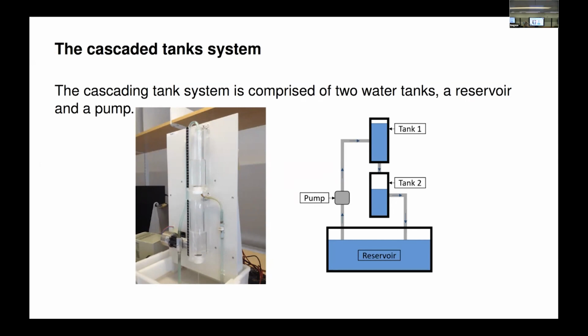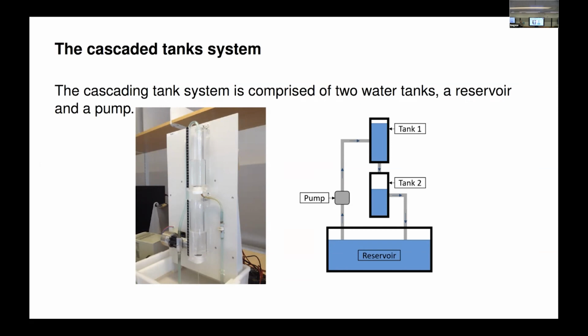So the basic idea is you've got a reservoir down the bottom, you've got a pump here. The pump pumps water up into the top tank, and then there's a flow of the water out of the bottom of the top tank. You can see it more clearly on the schematic, into tank 2, and then out of tank 2 back into the reservoir.